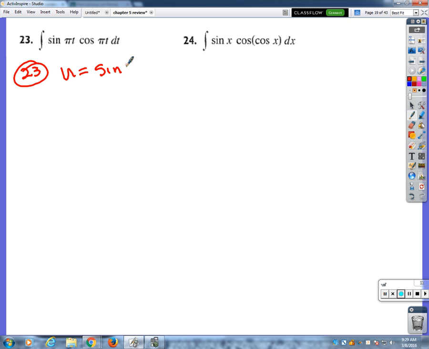So u is equal to the sine of pi t. So du equals what? Cosine of pi t times pi, because you have to use the chain rule when you're taking the derivative of this. So du is actually pi cosine pi t dt.